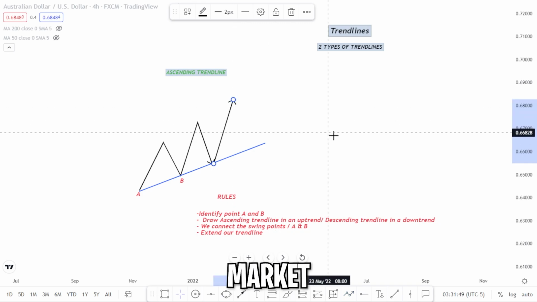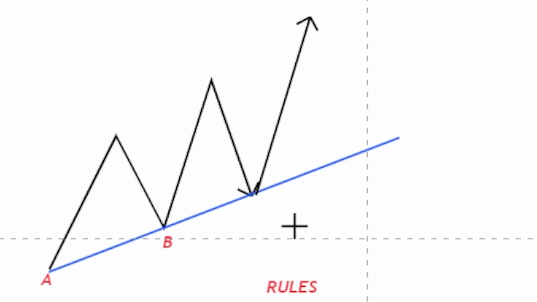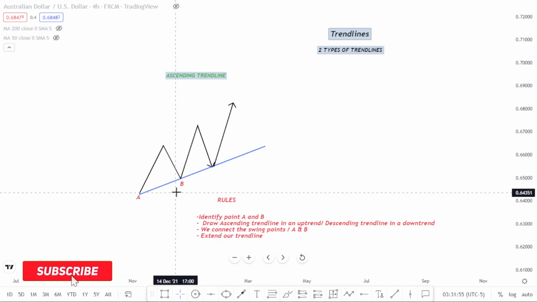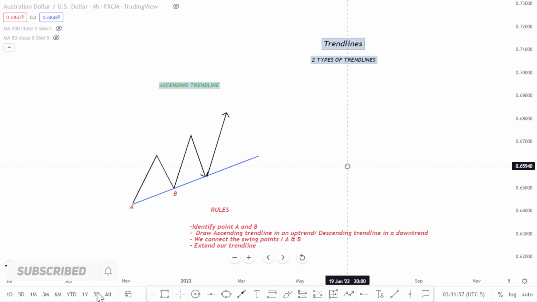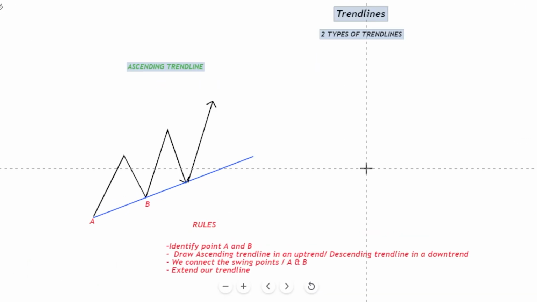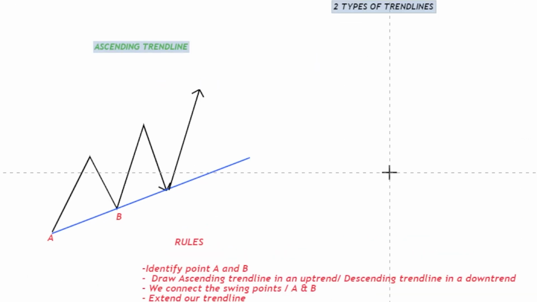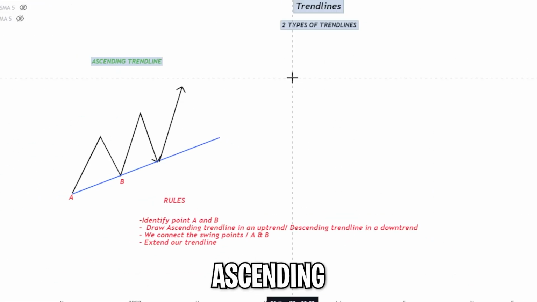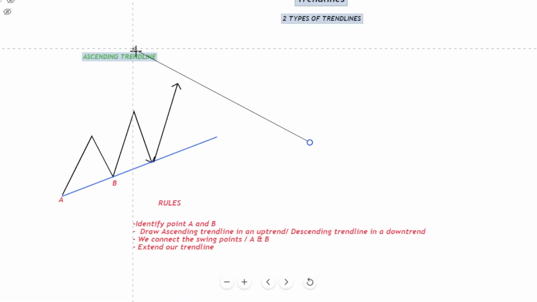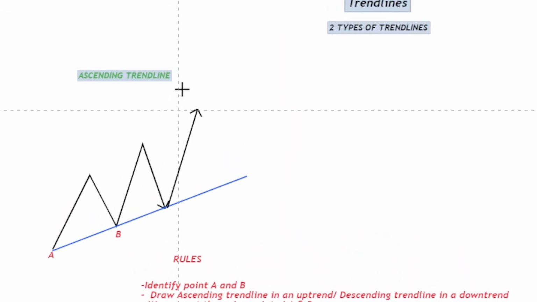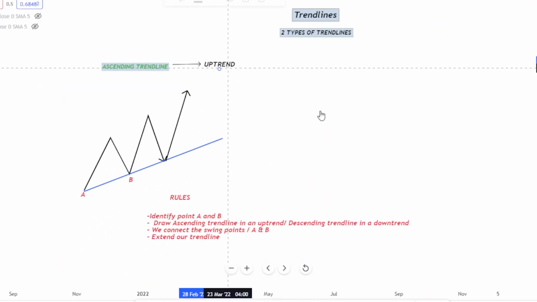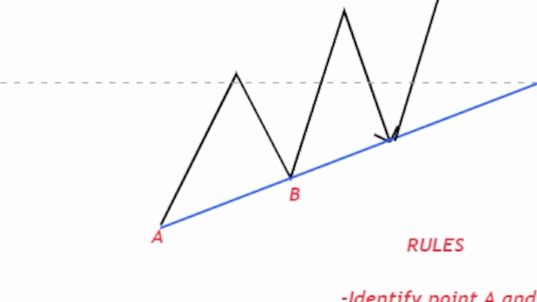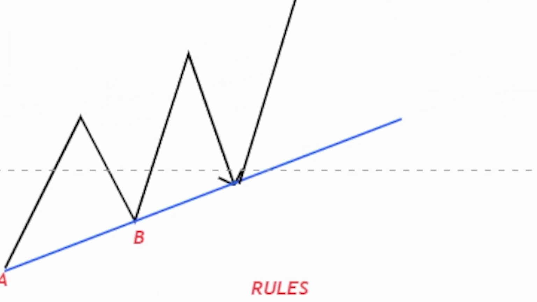So that is what the market will basically do, guys. The market will respect our trend line. Once we have connected point A and B, we extend our trend line, and that is how easily, never done before in history, we have made history right here, boys. So remember, we use the ascending trend line for an uptrend, right? Whenever you think about an uptrend, you should only draw an ascending trend line when you are connecting the points.